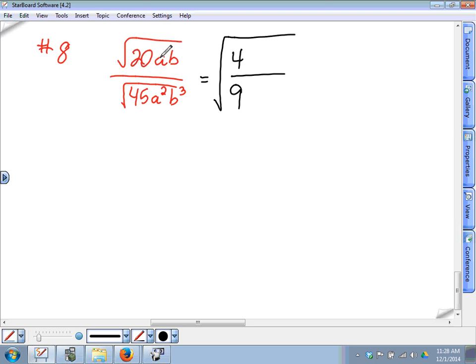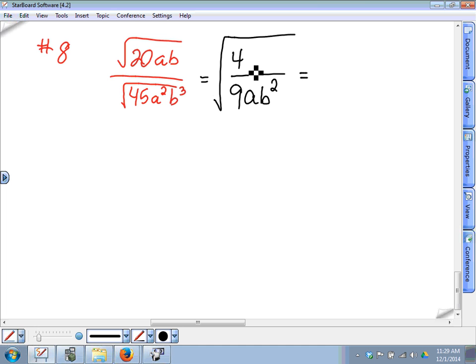And then one of these a's up top cancels with one of these a's on the bottom. So we have a single a on the bottom of the fraction. And then we have this b that cancels with one of these b's down here. So it's going to be b squared. Does this b to the 1 cancel with that? You with me so far?